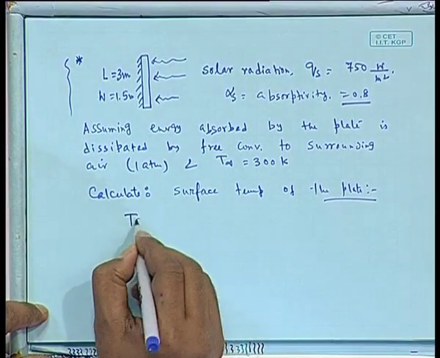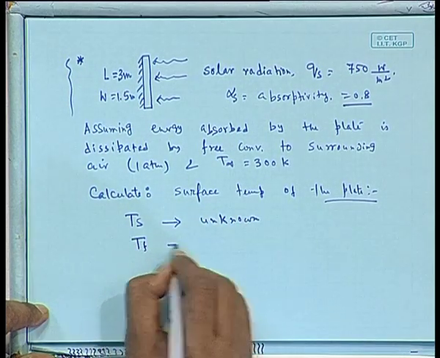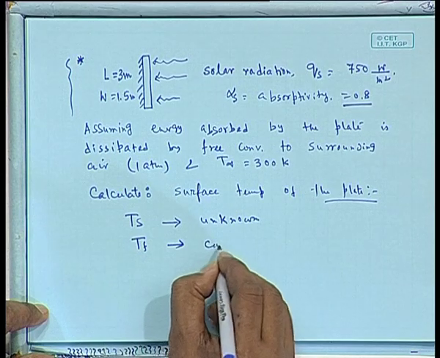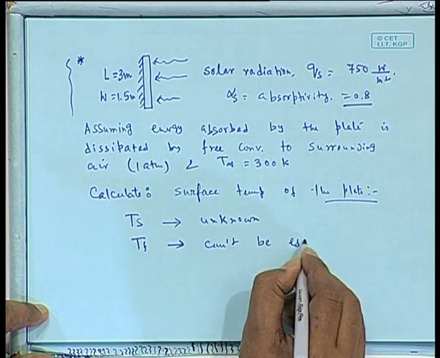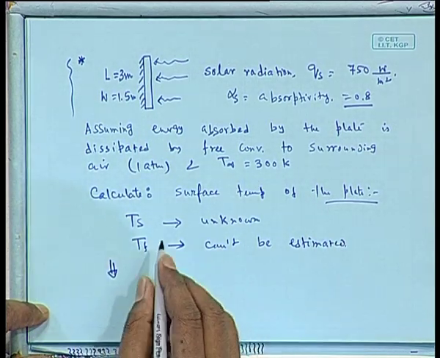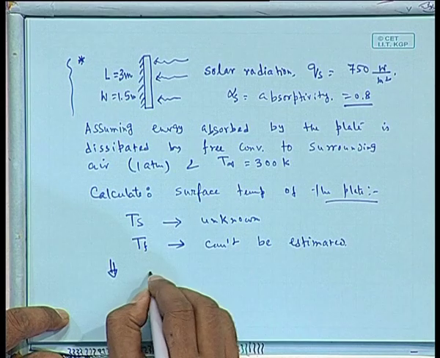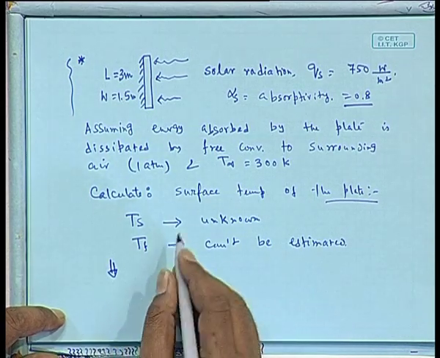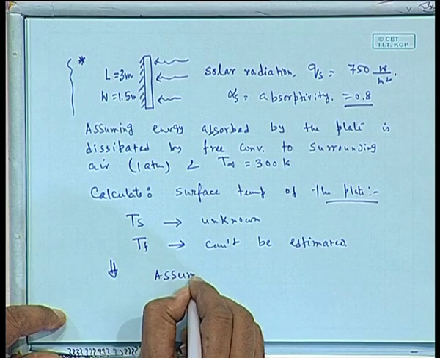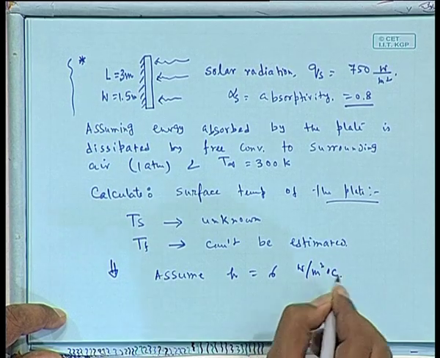Now, your Ts is unknown, that you are going to find out. So, Tf cannot be estimated directly. The first step is you assume either a Ts or a heat transfer coefficient, and calculate Ts from there, either way. Whichever way you do, it will converge within 2 or 3 iterations. First you assume an h, let us say 6 watt per meter square degree centigrade.